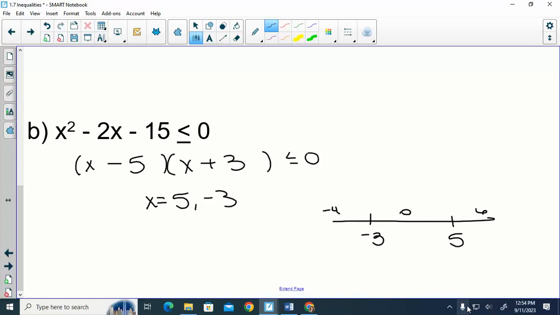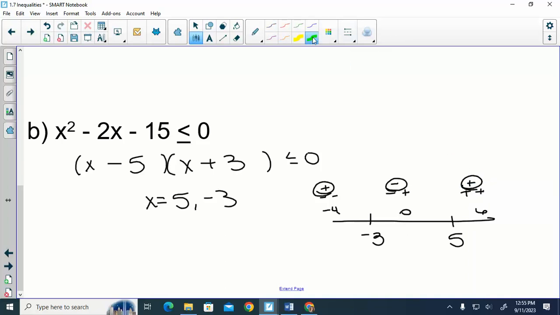So if I put in a negative 4. Negative 4 minus 5 is negative. Negative 4 plus 3. Negative times a negative. Alright, if I put in a 0. 0 minus 5. 0 plus 3. Negative times positive. If I put in a 6. 6 minus 5. 6 plus 3. Positive times positive.